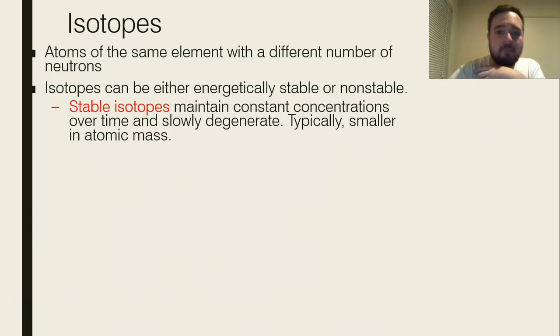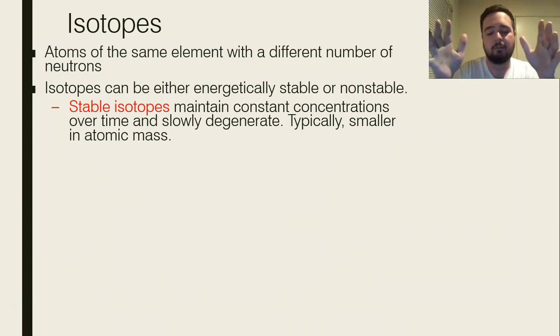A stable isotope maintains constant concentrations over time, while non-stable isotopes slowly degenerate, typically into smaller atomic mass. For example, uranium-238 is highly radioactive. It will break down into different elements based off the particles that it gives away. Again, it will break down into smaller elements as the particles go away. The sun works like that too. The core of the sun is actually a very metallic core, and as it heats up and degenerates, it'll start giving particles away to form new elements. But those particles go away in the form of light and radiation.